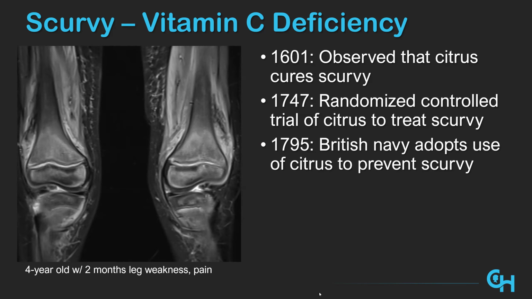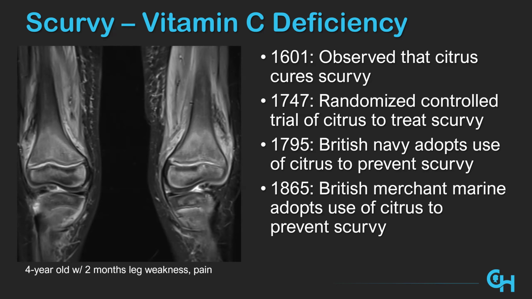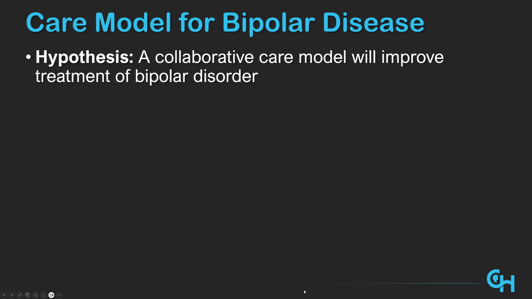By 1795, the British Navy had adopted the use of citrus to prevent scurvy, and it wasn't until 1865, almost 250 years after the original observation, that the British Merchant Marine also adopted the use of citrus to prevent scurvy. So this is an example of the tremendously long, sometimes centuries long lag between information and understanding and actually putting that into practice to help patients. But this is not just a problem of hundreds of years ago, this is also a problem today.